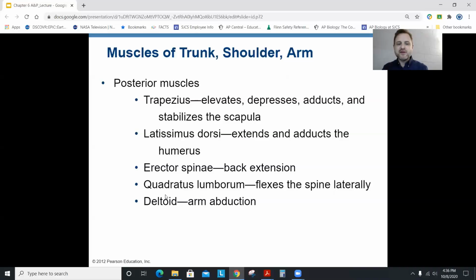That's your lats. The erector spinae, so back extension would be like, so this is back flexion. Back extension would be like increasing your posture, extending your back.